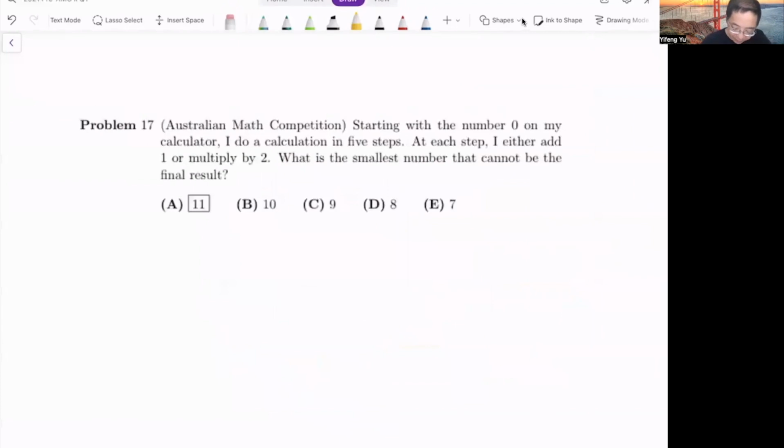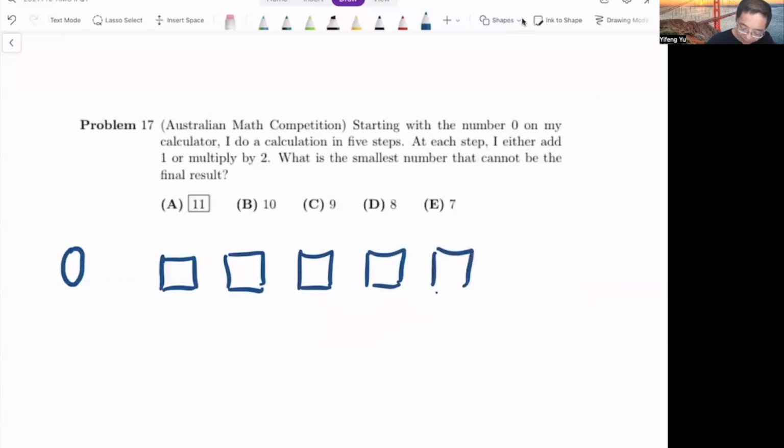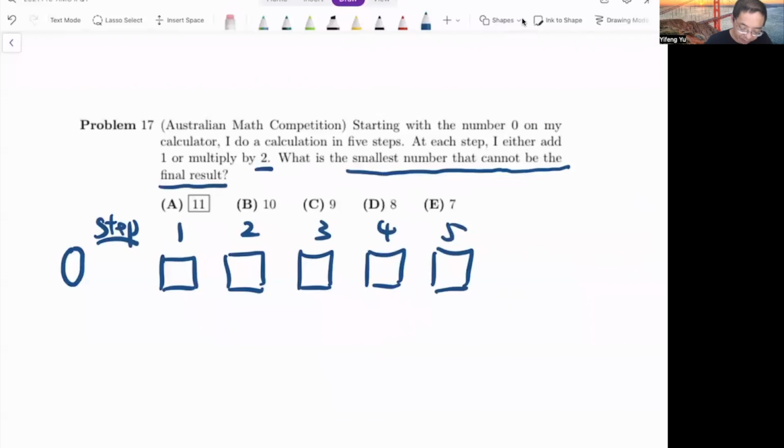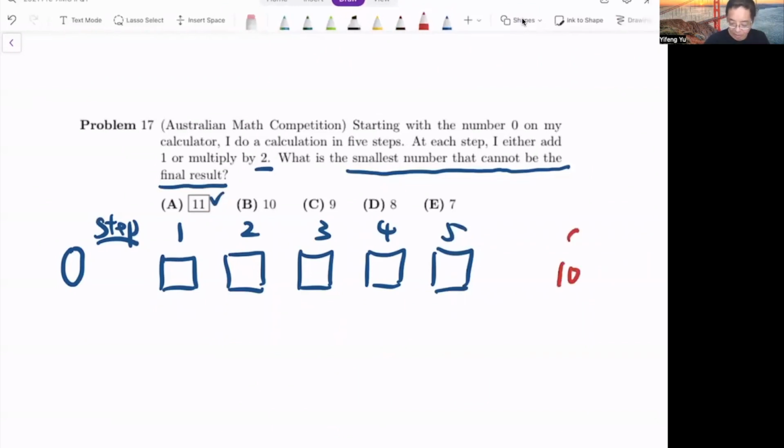Question number 17. Starting with the number 0 on my calculator, I do a calculation in 5 steps: step 1, step 2, step 3, 4, and 5. At each step, I either add 1 or multiply by 2. What is the smallest number that cannot be the final result? Here you can look at those numbers and you find 11 is the smallest one that cannot be the final result. For example, let's say, how can we get 10?